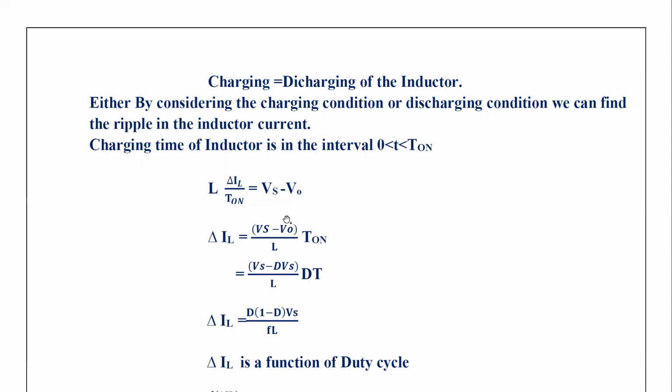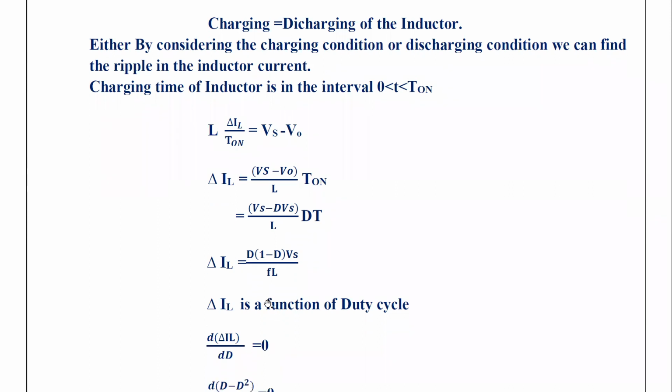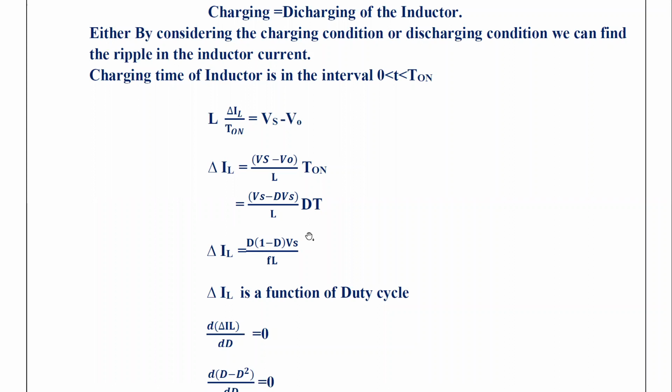We know that the output voltage V0 is equal to D into Vs. Already we have calculated the average output voltage V0 is equal to D into Vs. So substitute V0 as D into Vs, and the turn on time can be represented as D into T, as the duty cycle D is equal to T on by T, therefore T on can be written as D into T. So this equation will become delta IL is equal to, taking common, D into 1 minus D into Vs divided by, this T will become 1 by F. I am writing T as 1 by F because the time period T is equal to 1 by the switching frequency F. So this becomes 1 by F into L. Therefore, the ripple in the inductor current delta IL can be written as D into 1 minus D into Vs by F into L.